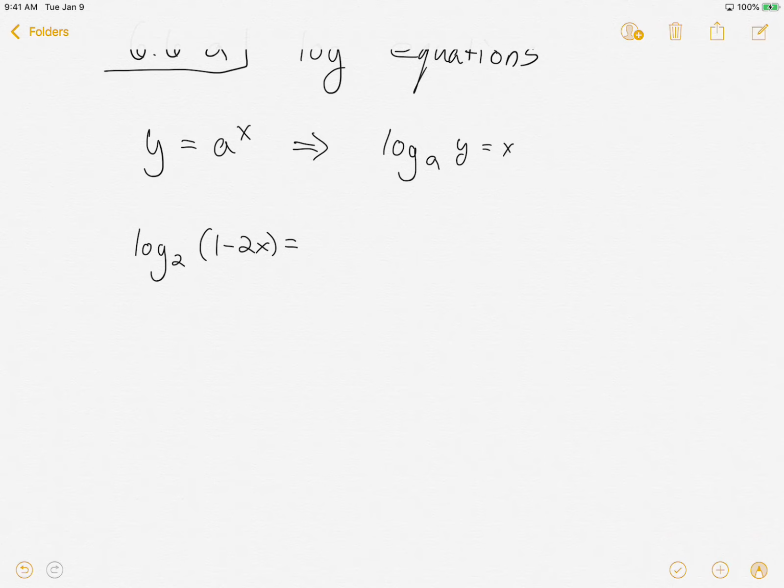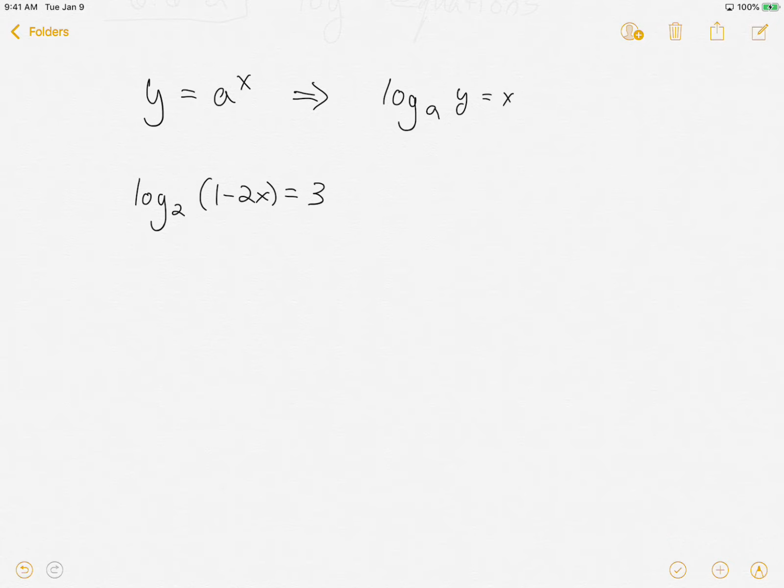Now, we cannot make this conversion unless it is a single log. So we may have to use log properties to write them as a single log, which I talked about in 6.5. So if I go to solve this guy and convert it to exponential form, I get that, which is 8 equals 1 minus 2x. And if we solve this, I get 7 equals negative 2x, or x equals negative 7 over 2.